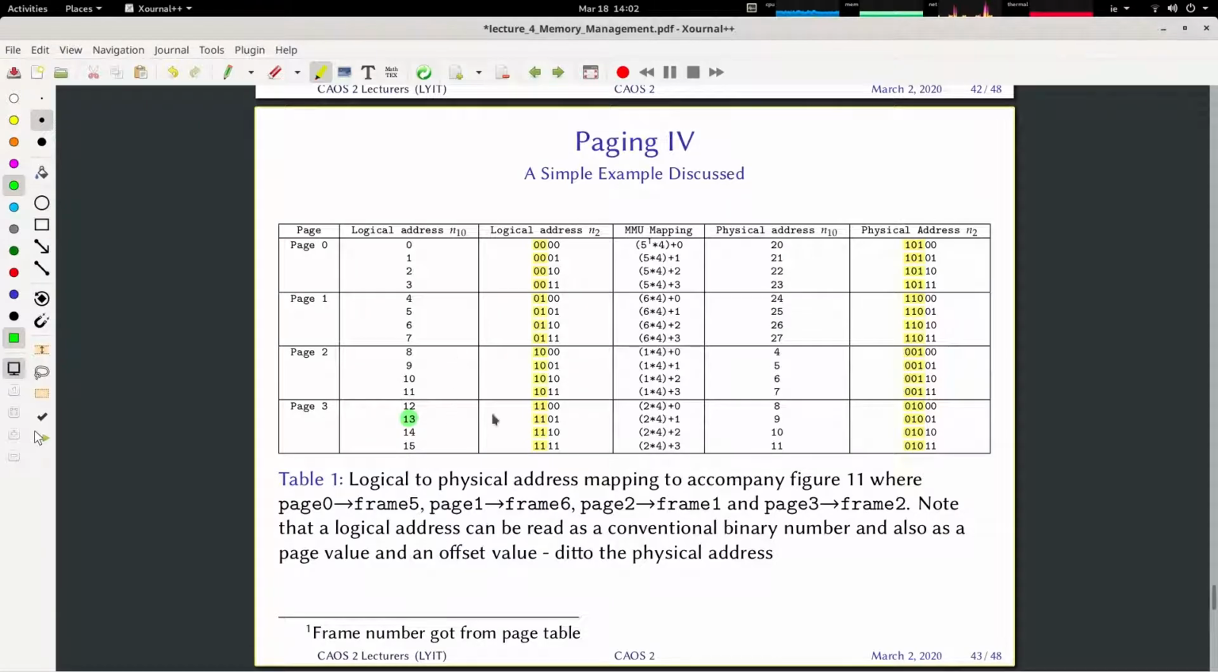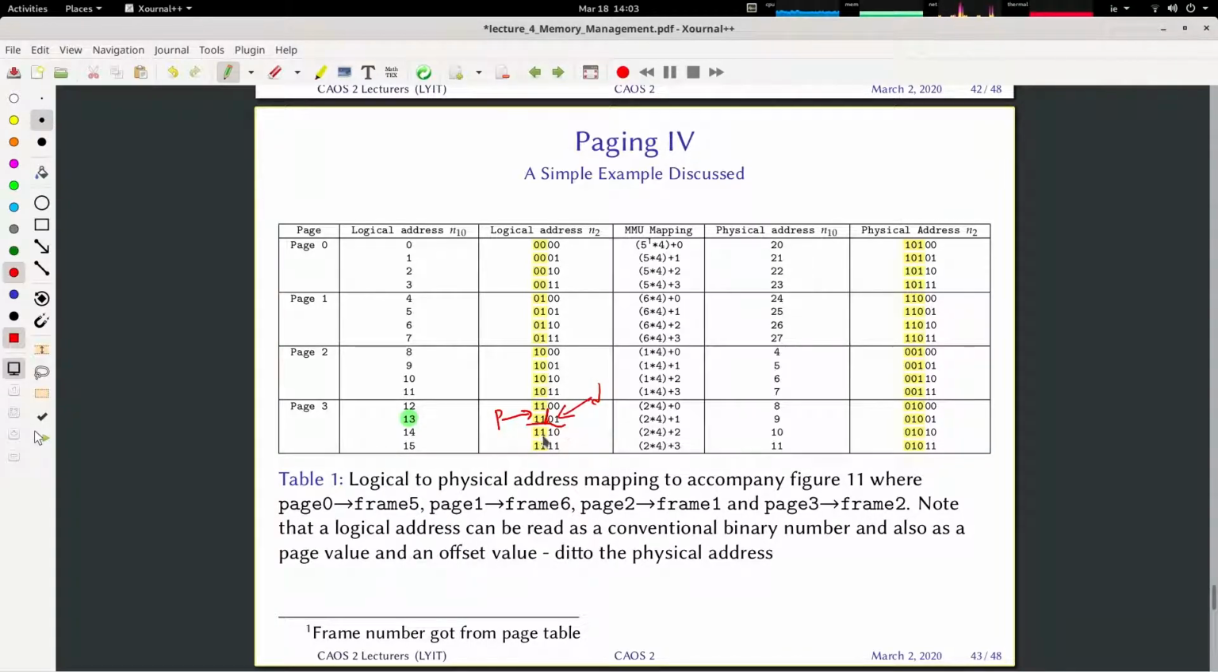Okay, so we go back to our table, which represents all the possible mappings that can be achieved for this process. And as we already noted, we start off with 13, this is our logical address. We write that out as a binary number. So 1101 is the binary representation of the integer 13. If we split that into 2, you can see that the first 2 digits are 11, which represents 3, and the offset D is 01.